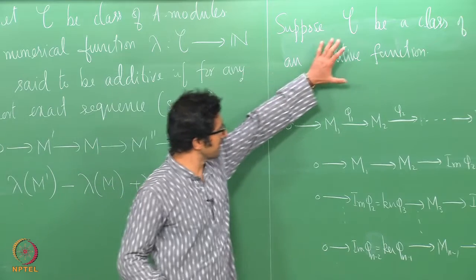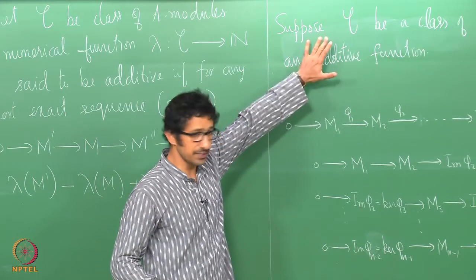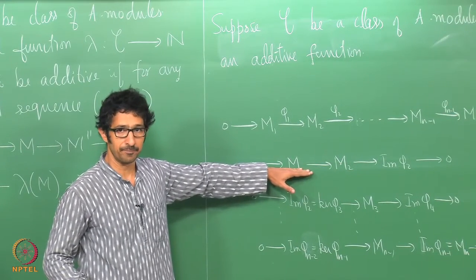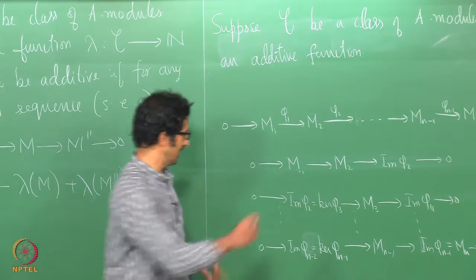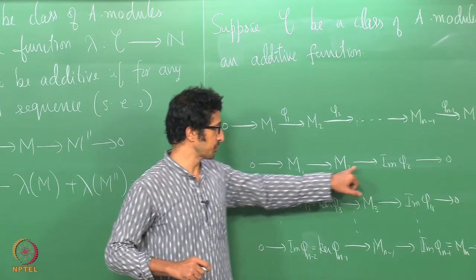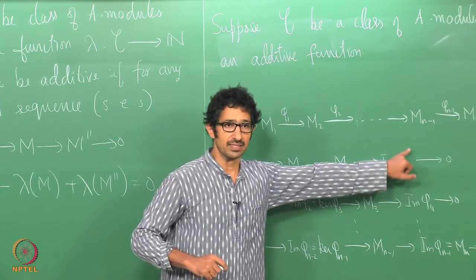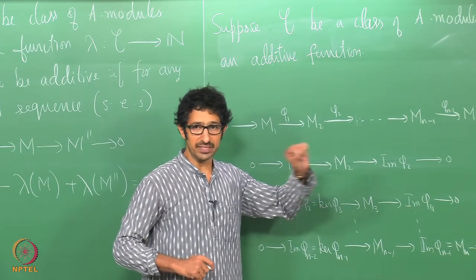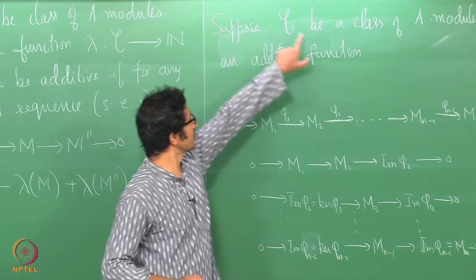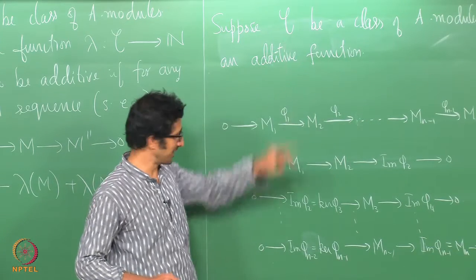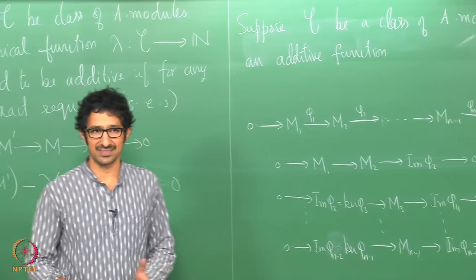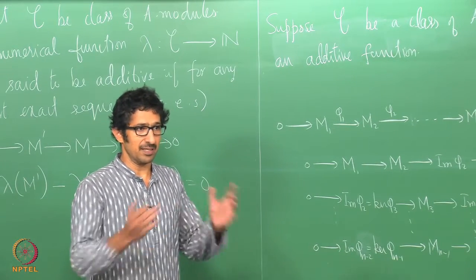Suppose your function lambda is additive on C. What can we say here looking at this one? Lambda of m 1 minus lambda of m 2 plus lambda of. So, for that we need one condition. We have started by taking m 1, m 2, etcetera. We are just taking a class. We are just taking an abstract class.